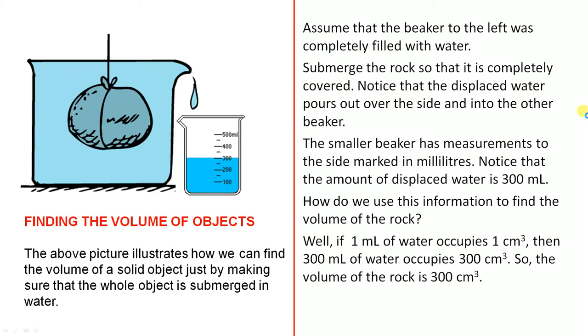The smaller beaker has measurements to the side marked in millilitres. Notice that the amount of displaced water is 300 millilitres. How do we use this information to find the volume of the rock? Well, if 1 millilitre of water occupies 1 cubic centimetre, then 300 millilitres of water occupies 300 cubic centimetres. So, the volume of the rock is 300 cubic centimetres.